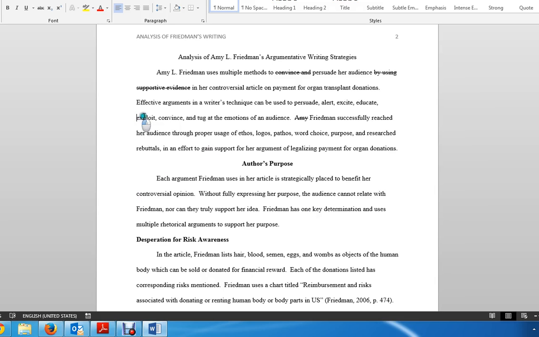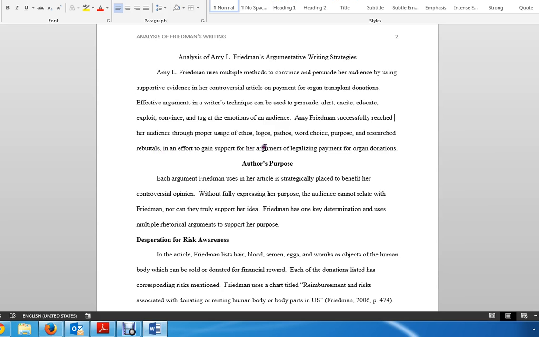And I'd be careful with using the word exploit here. I don't think she wants to exploit anybody. "Friedman successfully reached her audience." What do you mean by reached? That's sort of vague. "Through proper use of ethos, logos, pathos, word choice, purpose, and researched rebuttals." That doesn't really fit the researched rebuttals. You could just say "and rebuttals."